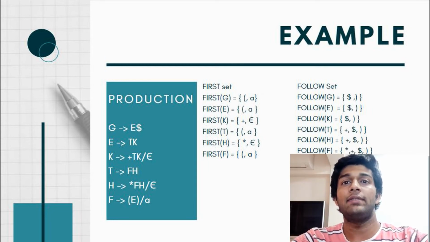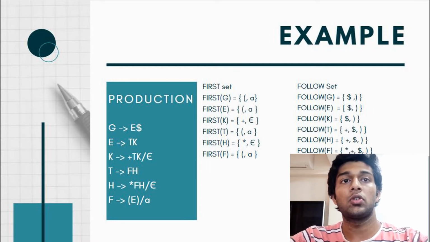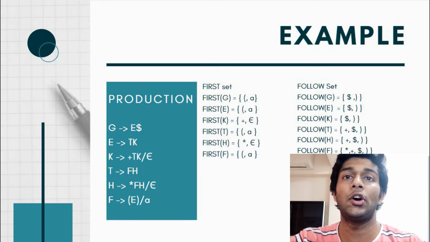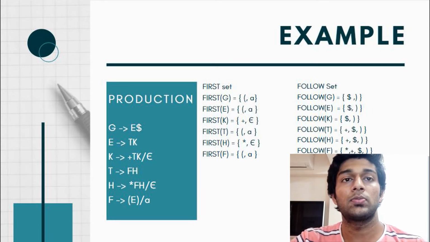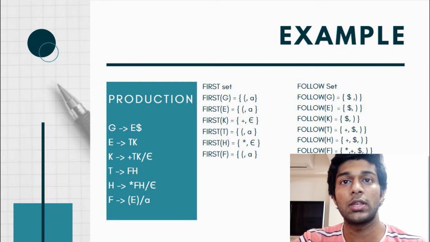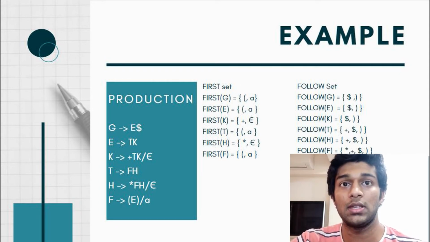To find follow of the given set, we start off with G. Since it is the starting symbol, we always have dollar at the start of it. So follow of G is follow of E. Follow of E is the closing brace. Hence we have dollar and the closing brace up here.